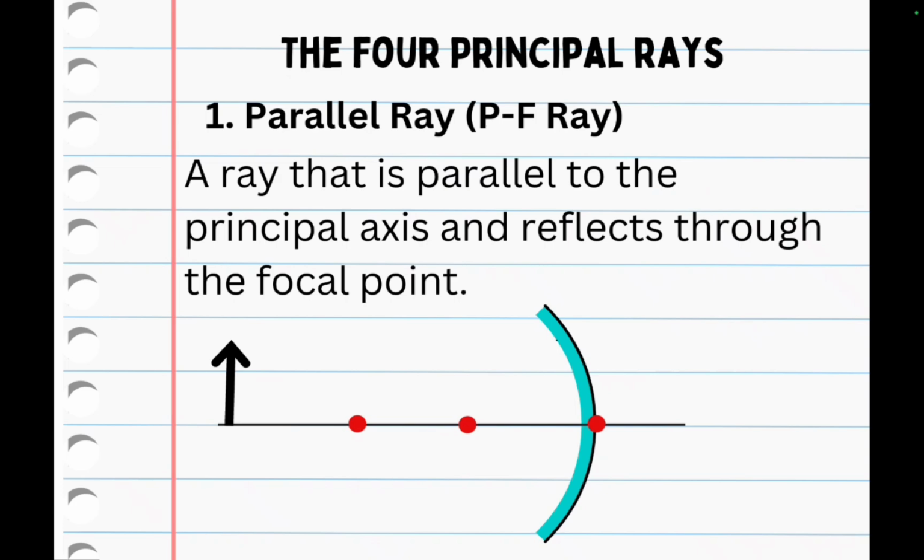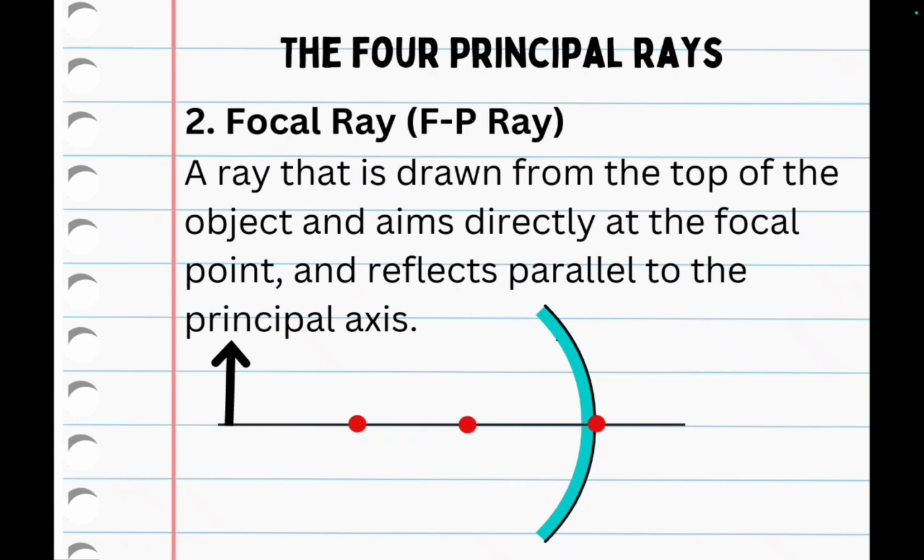So now class, let us know the four principal rays. Why is this important? Why do we need to know all of this? Later, you will understand. So the first one is a parallel ray or the P2F ray. A parallel ray is a ray that is parallel to the principal axis and reflects through the focal point. Later I will show you how it's done in ray diagramming. Let me just introduce to you the four principal rays first.